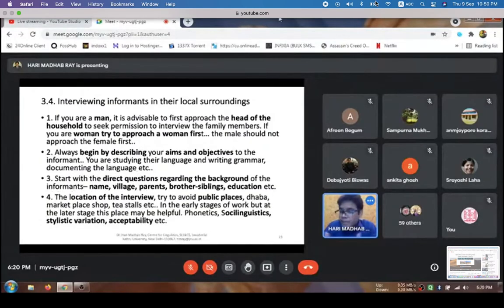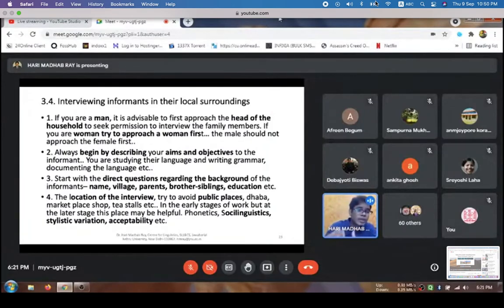And it depends on the different place where you are, and the location of the interview is also important, because it's a new place. So which kind of public place, whether it's a dhaba, a marketplace, shop or tea stall, it depends on that also. Let's say, especially if you are working on phonetics and phonology, you need a kind of secluded place where no sounds are there. You are working on acoustic analysis, so you need a secluded place.